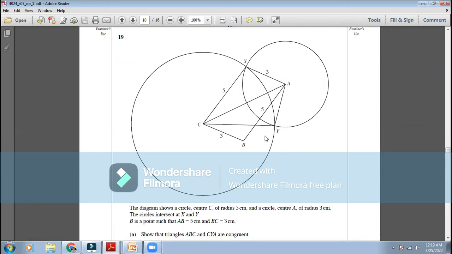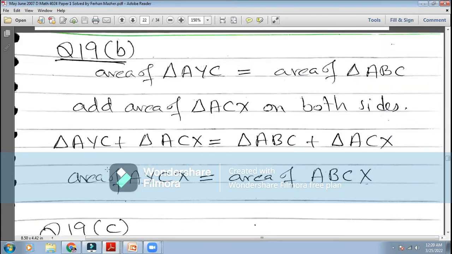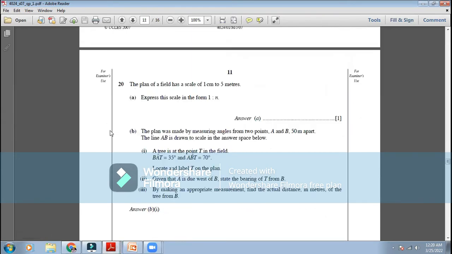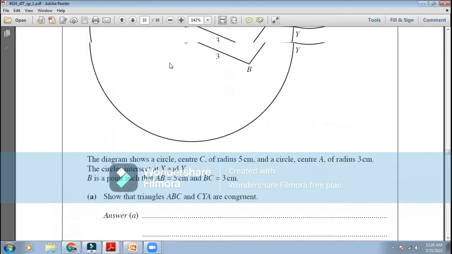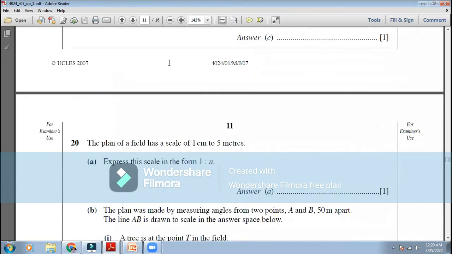AYCX. You see, this side is 3, this side is also 3, this side is 5, this kite. So the name of the special quadrilateral is a kite. AYCX is a kite. So that was question number 19. Okay. So you can see that question clearly. Let me show you. That was question number 19.